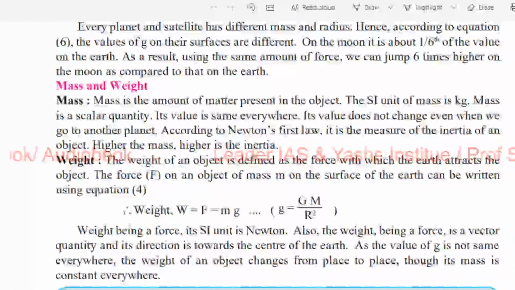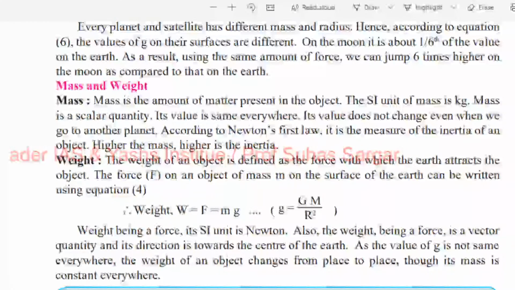Next topic is mass and weight. First, mass. Mass is the amount of matter present in the object. The SI unit of mass is kg. Mass is a scalar quantity.